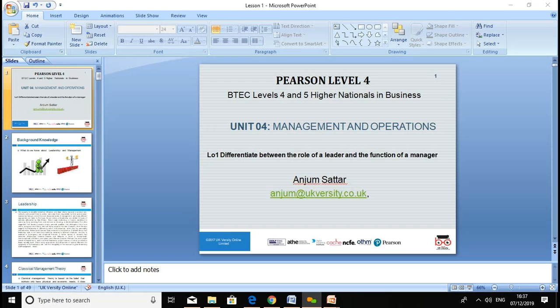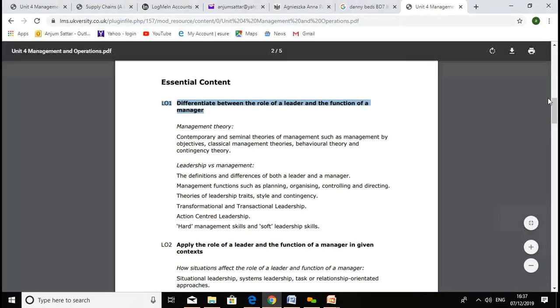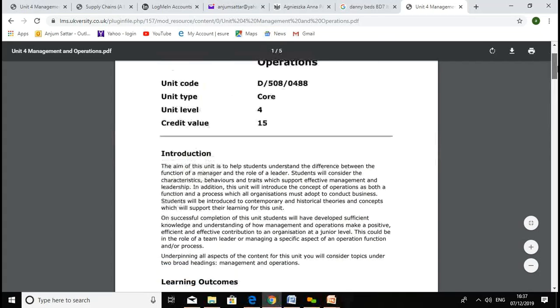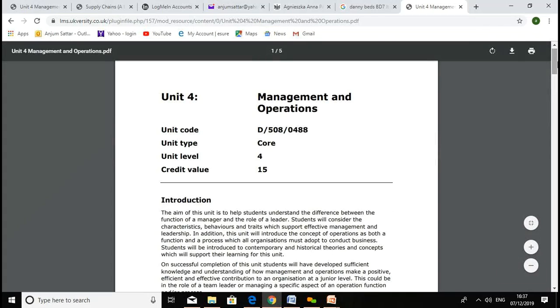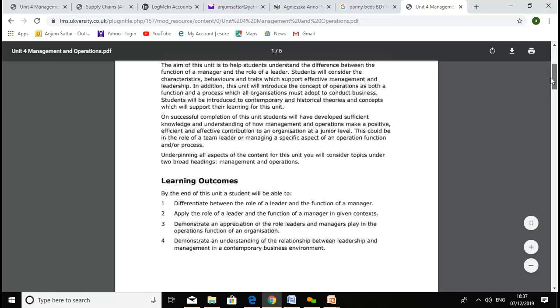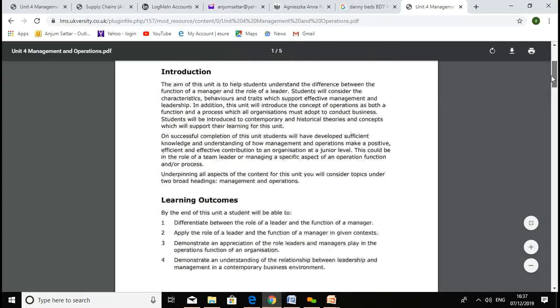And before starting this lesson, we'll discuss how many learning outcomes we have and what are the key aims and objectives of this unit. So we're doing Management and Operations, a 15 credit unit, level 4, and it is a core unit which we are doing. And we have 4 learning outcomes.